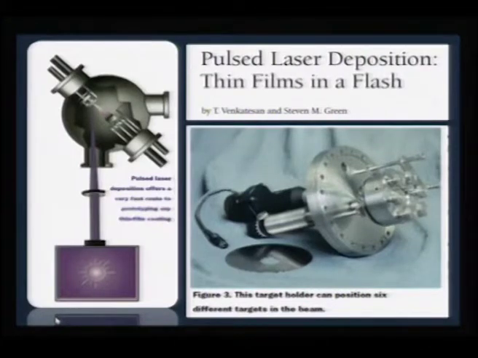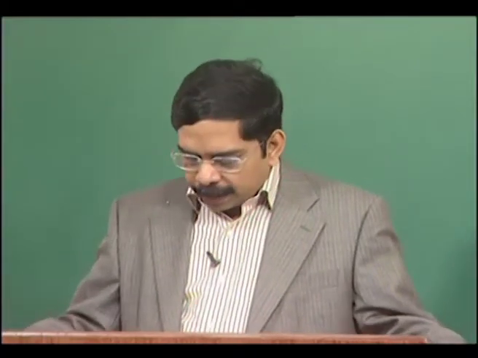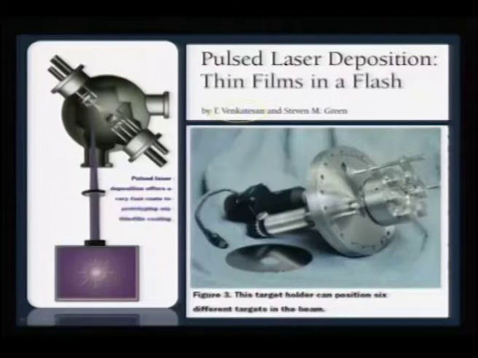One of the pioneers in this field is Professor Venkatesan, who actually started the application of oxide thin films using PLD. Especially he was the first one to demonstrate how a high temperature superconductor like yttrium barium copper oxide can be made as a thin film for device applications using PLD as a convenient route. Therefore I just wanted to show this setup, and this is a good article that has come out in APS magazine. So pulsed laser deposition offers a very fast route to prototyping any thin film coating. So if you want a quick study on any complex material, the best thing to adopt is PLD.